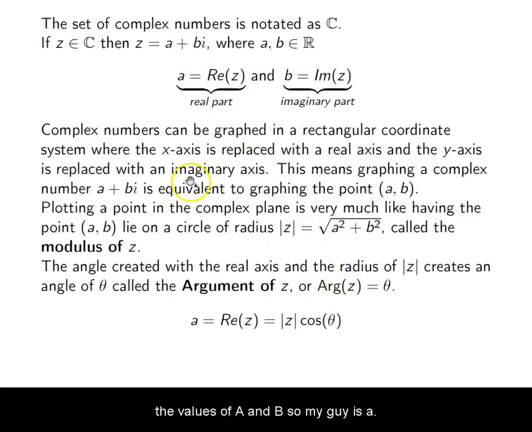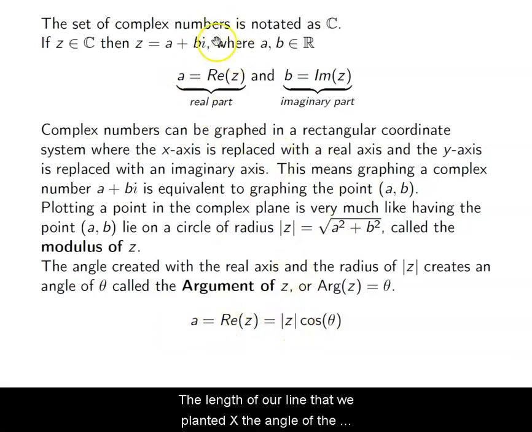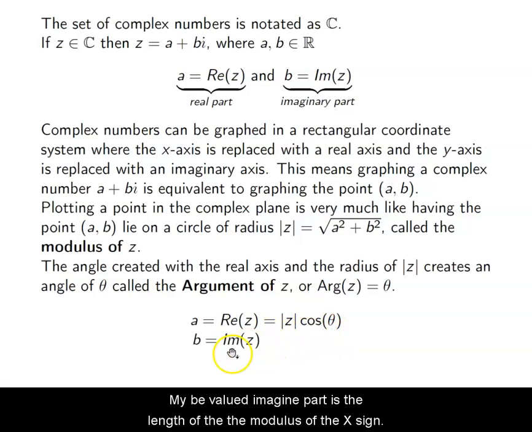And we can find this value, the argument of Z, by using tan inverse because we're given the values A and B. So my value of A, it's an X value. It's the length of our line that we've plotted times the cosine of the angle formed, right? My B value, the imaginary part, is the length of Z, the modulus of Z, times sine of theta. So again, A is like an X value and B is basically a Y value.